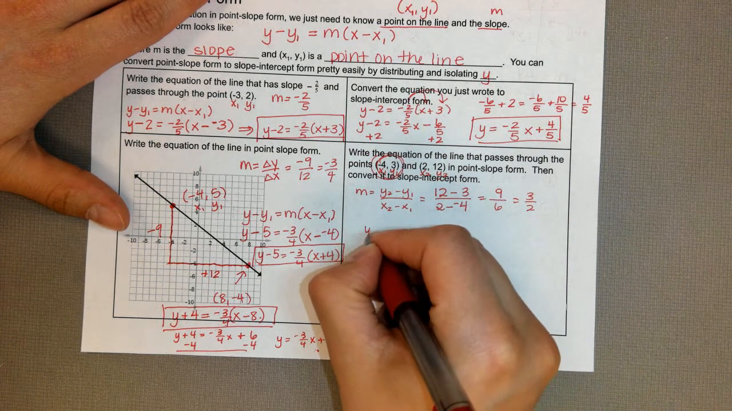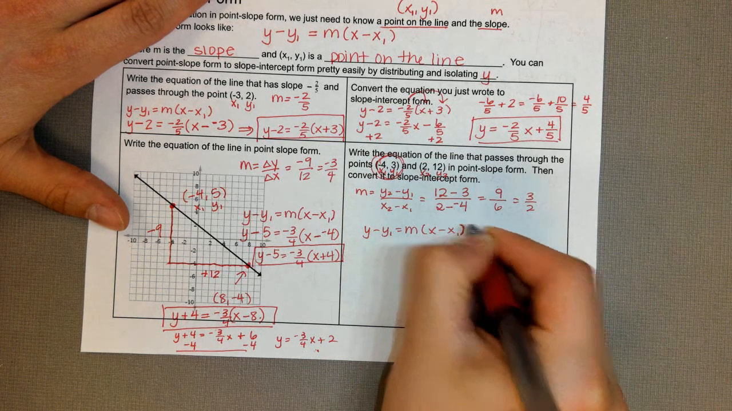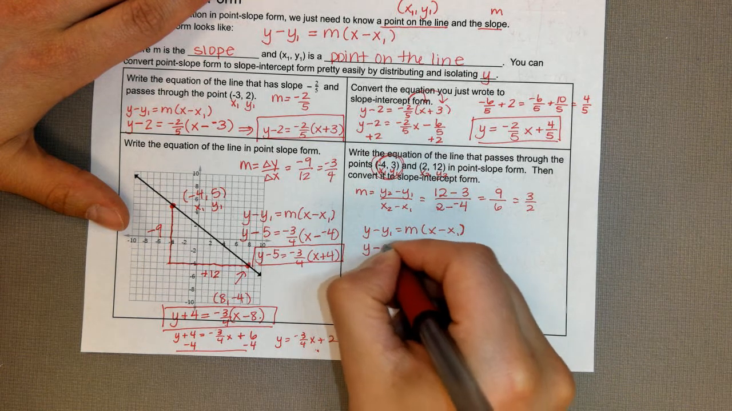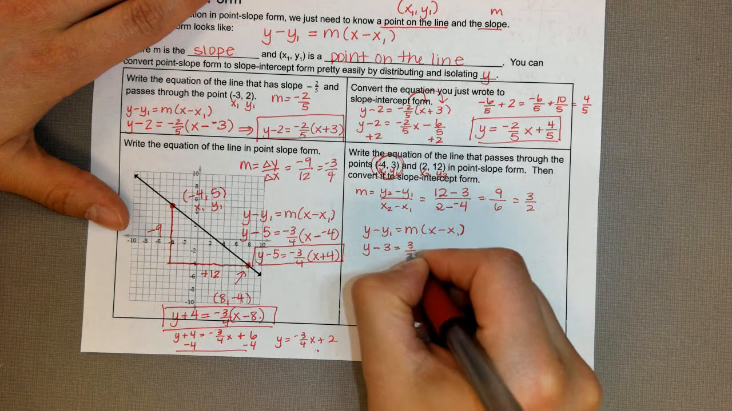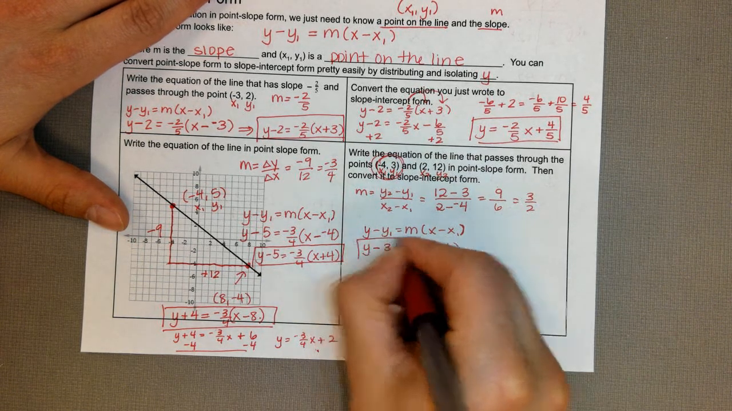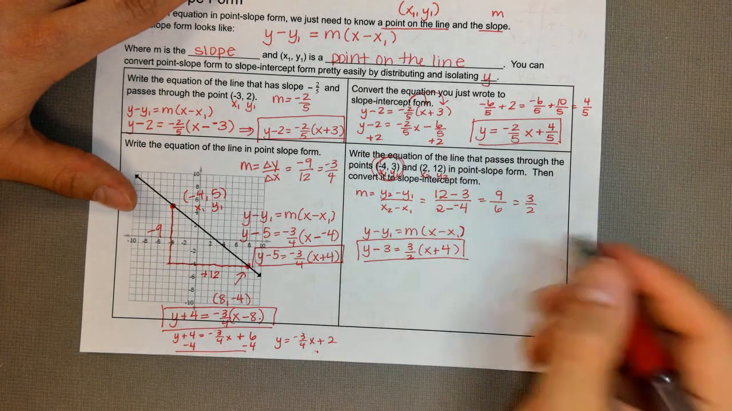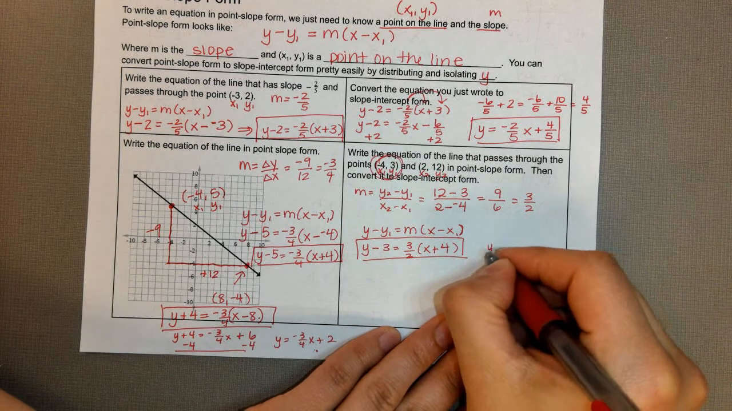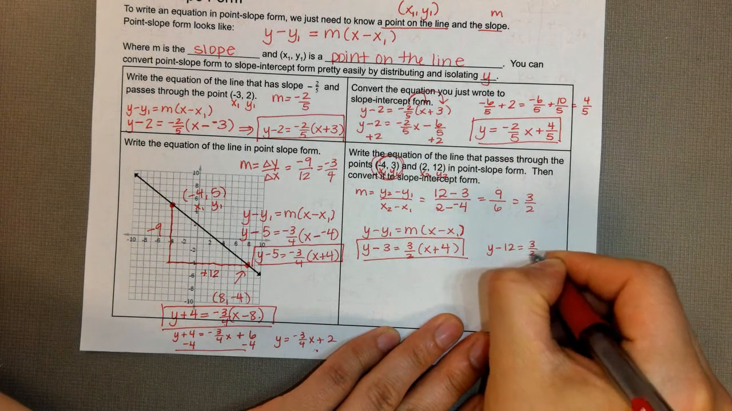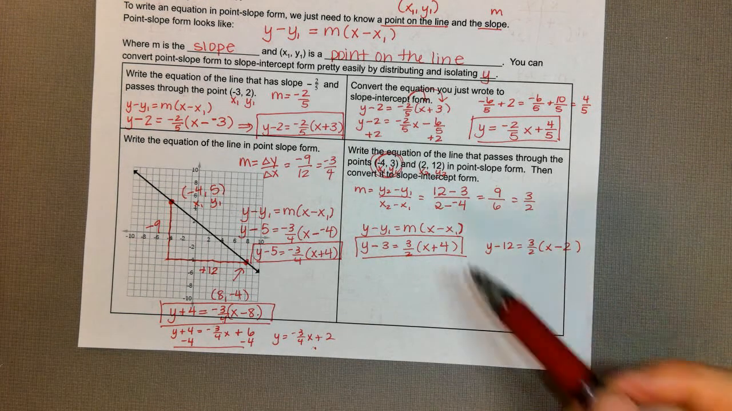So I'm going to do y minus y1 equals m times x minus x1. So I do y minus 3 equals 3 halves times x minus negative 4, which is plus 4. So this is my point-slope form. If I had used the other point, I might have written y minus 12 equals 3 halves times x minus 2. That would be the same line.